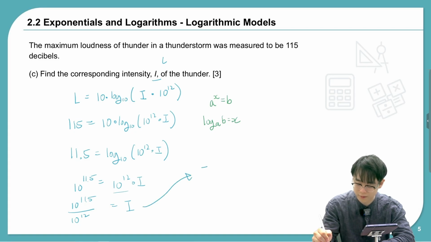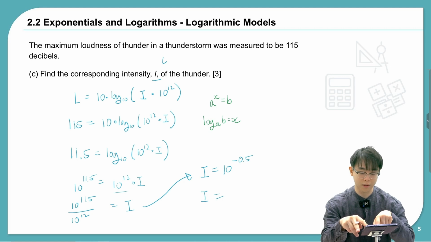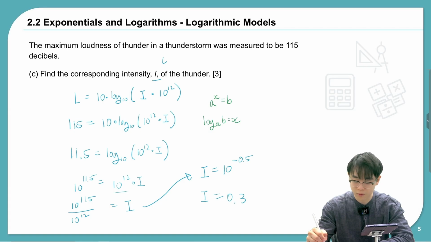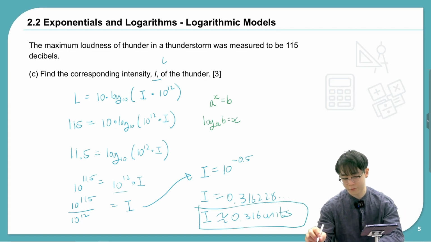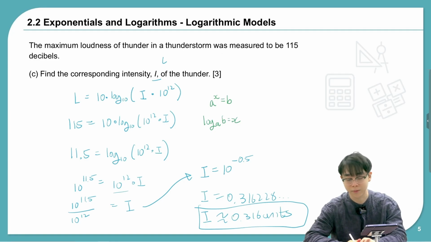Okay, so this would give us I, the intensity, is 10 to the power of negative 0.5. If you put it in our calculators, 10 to the power of negative 0.5 should give us 0.316228, and so forth. If you round this to 3 sig figs, we would get around 0.316 units. Okay, so there you have it. You have your formula booklet, so you should be able to comfortably switch between logarithms and exponential relationships. If you do all that, our intensity would be 0.316 units.